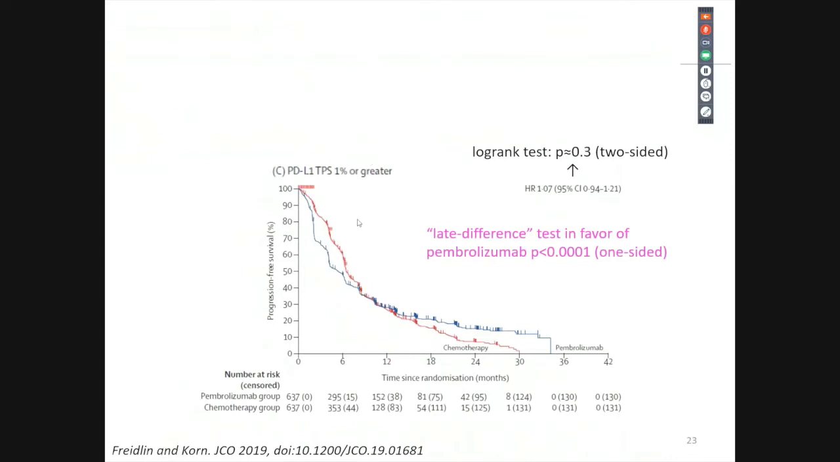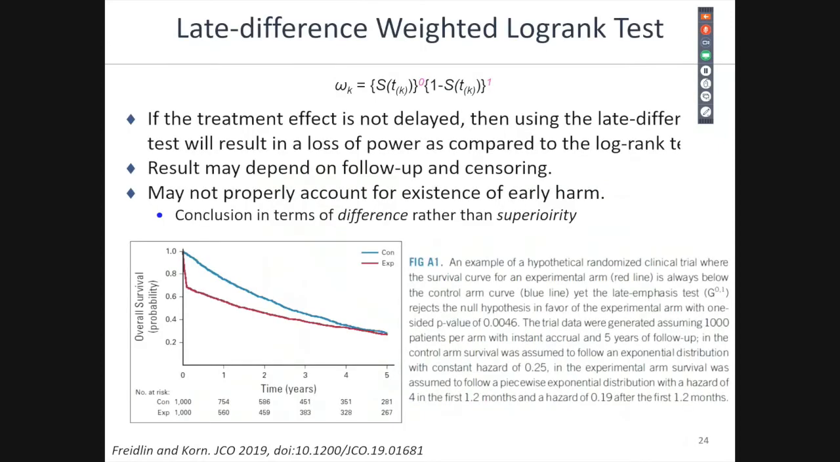Okay. Yes, if we actually apply the test, and this is what Friedlin and Korn did in this paper, they applied this test to these curves, and they found that the late difference test was in favor of Pembrolizumab if we apply it one-sided. Well, it seems an interesting approach, which allows us to conclude that eventually, yes, the novel therapy seems to work. There are several issues with using the late difference weighted Logrank test.